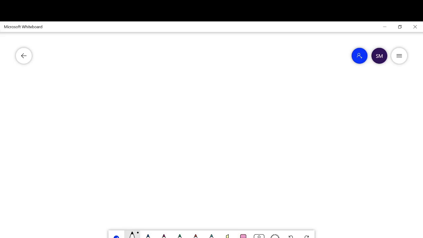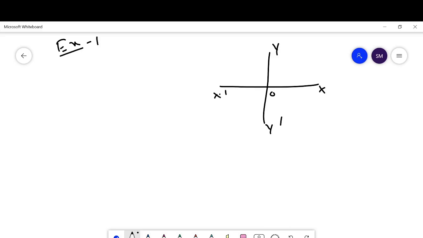I have already told you, please always practice a variety of questions. Here the question says, suppose this is the x-axis, this is x dash, this is the origin, and this is y dash. ABC is an equilateral triangle. This is A, this is B, and this is C.